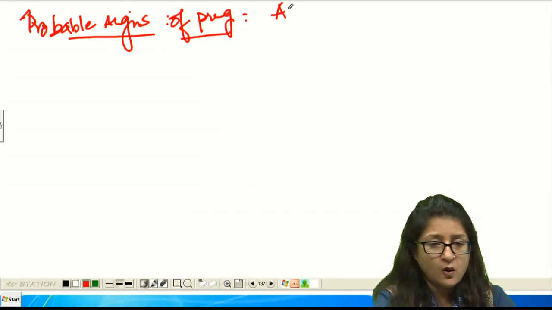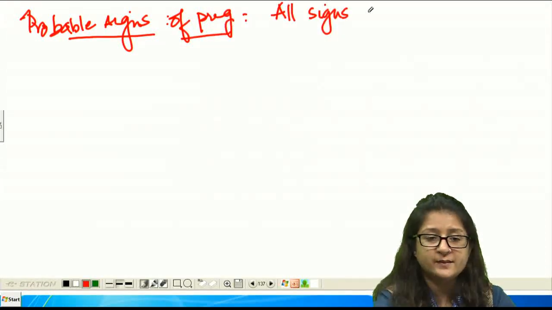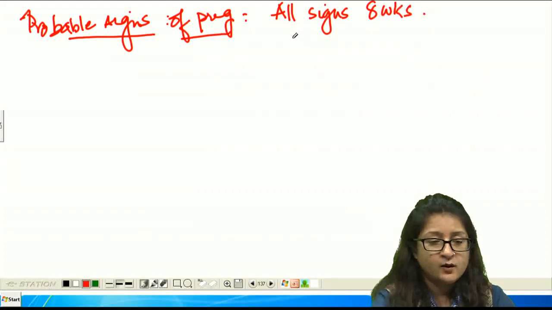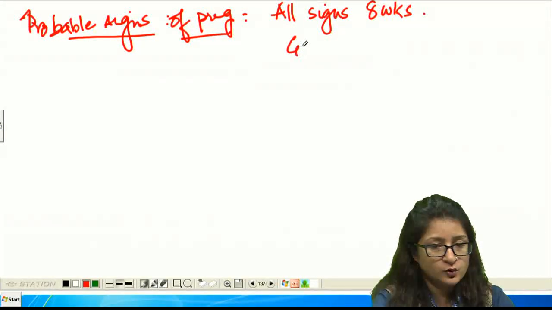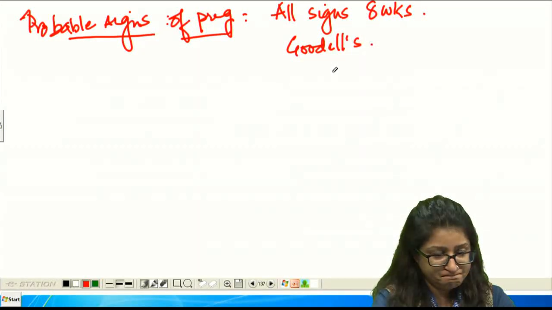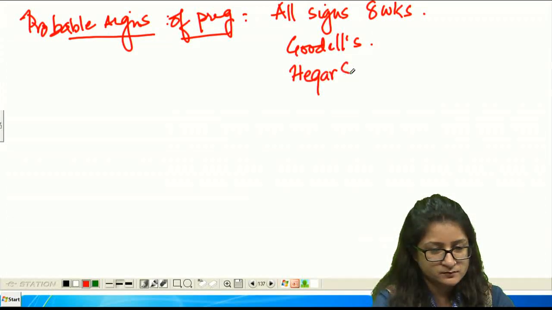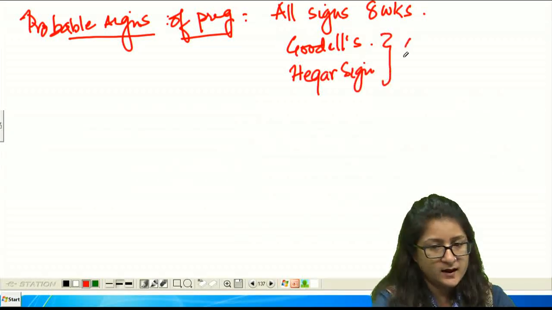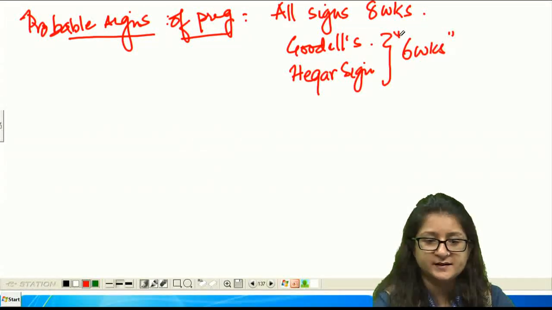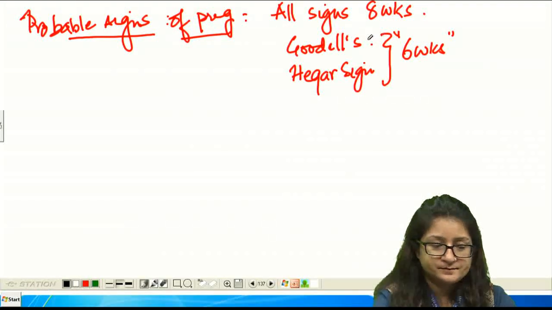Very, very important. All the signs that I am going to describe, they come by 8 weeks, except for your Goodell sign and your Hegar's sign. These come at 6 weeks, okay? These come at 6 weeks.